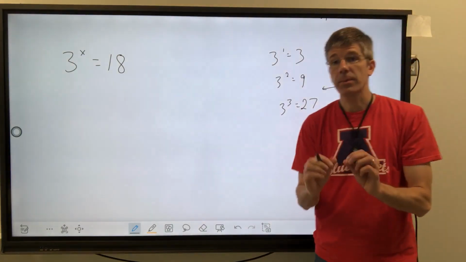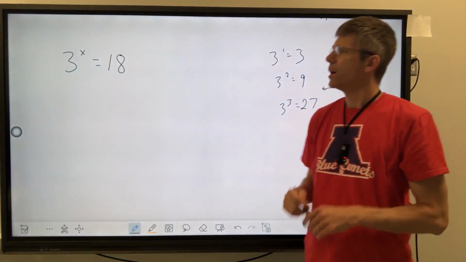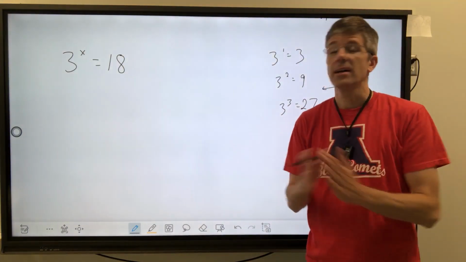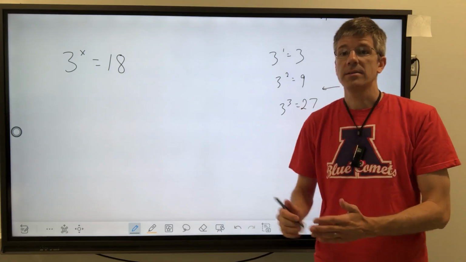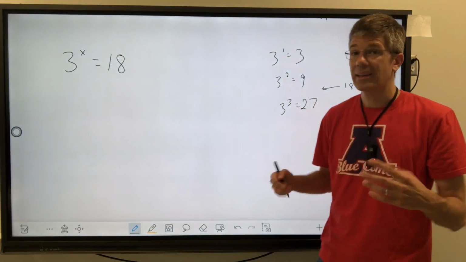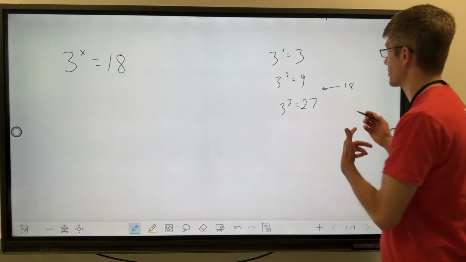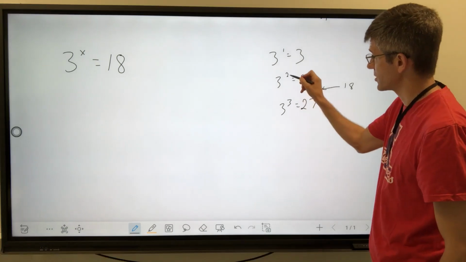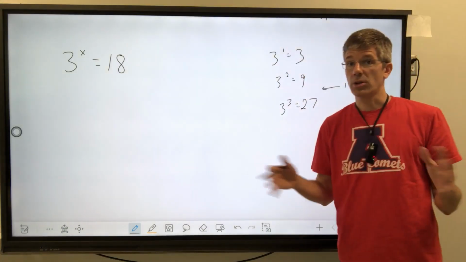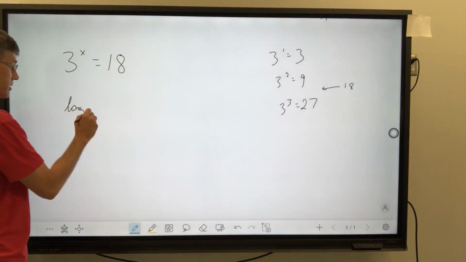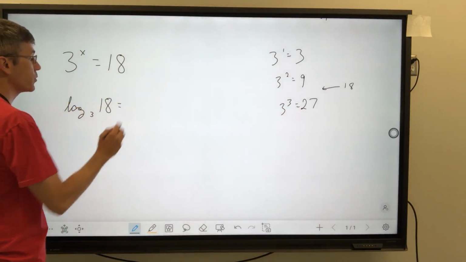Now, a lot of people look at this problem and they say, 3 to what power gives me 18? Oh, it's 6, because 3 times 6 is 18. This is not 3 times what? This is how many times would I multiply 3 by itself to get 18? And the answer is not a whole number, it's a decimal. Because again, 18 is in between 9 and 27, so my answer is somewhere in between 2 and 3. And there is no way to figure it out in your head unless you're one of those individuals that can do this kind of thing in your head. There are very few of them in the world.